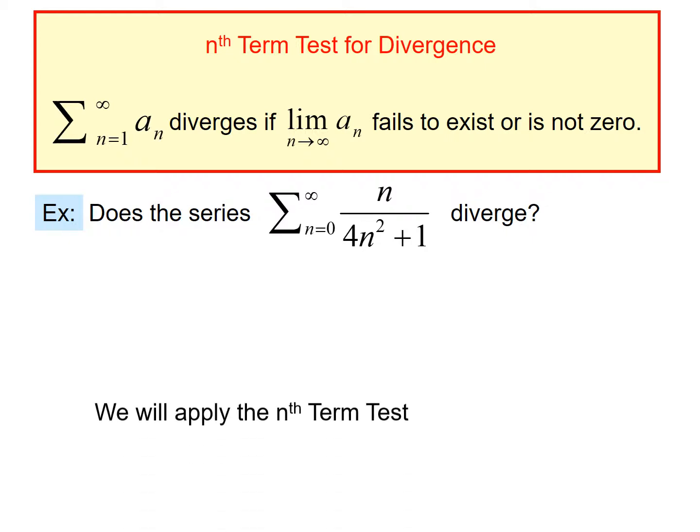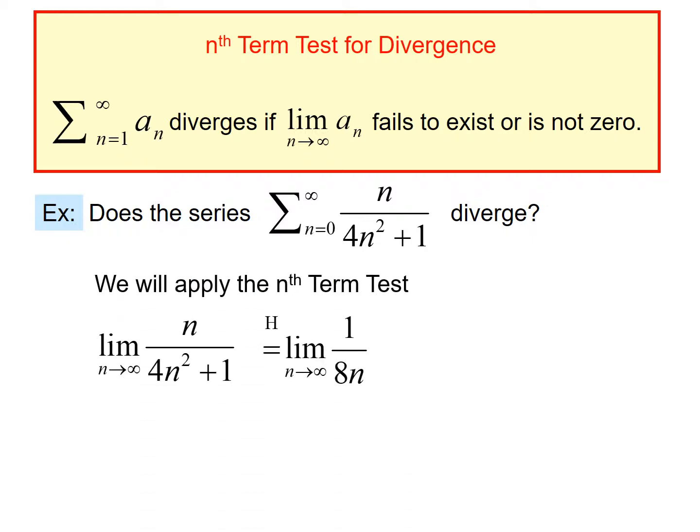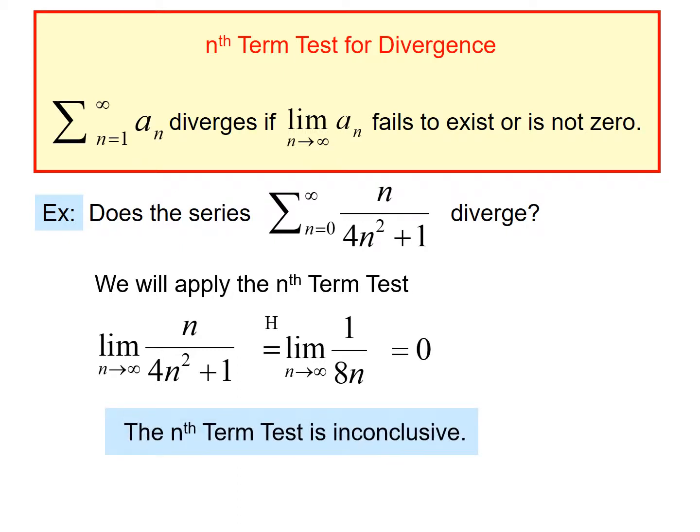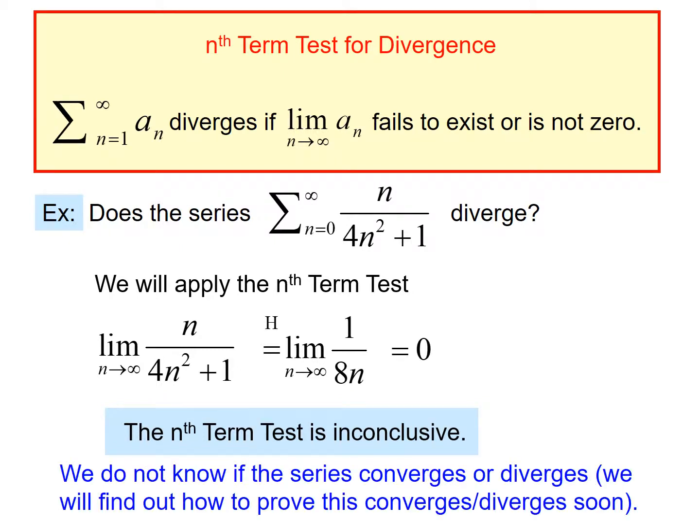If we take a look at this one, take the limit as n goes to infinity. Applying L'Hopital's rule, we get 0, which means the nth term test is inconclusive. So we do not know if this thing converges or diverges. We'd have to figure out some other way to investigate further. And that's something that we will be able to figure out here in the next couple sections.